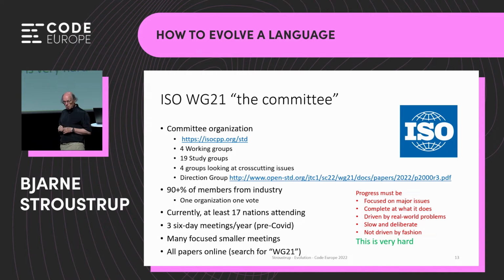Almost everybody is from industry, and that has always been the case. C++ was born at Bell Labs, which was an industrial lab at the time, and that's what it is. 17 nations turn up at meetings. That was physical meetings. Now they are virtual meetings somehow, and lots of smaller focused meetings.